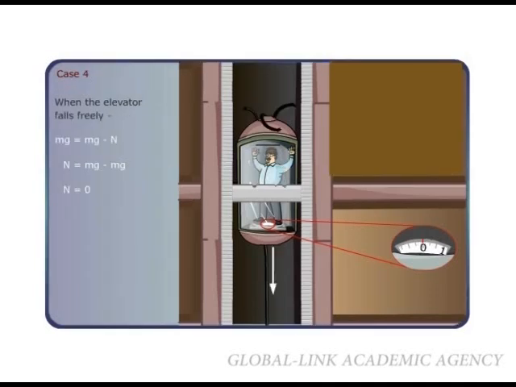When the elevator falls freely, that is when the cables break, both the person and the weighing machine fall with the same acceleration. mg minus N is equal to mg, so N is equal to mg minus mg, which is equal to 0. Thus, the apparent weight of a freely falling person or object is 0. That is, a person or an object appears weightless when falling freely under the influence of gravity. Thus, during the state of weightlessness, the force of attraction due to gravity does not become 0. Rather, it is the apparent weight of the body that becomes 0.